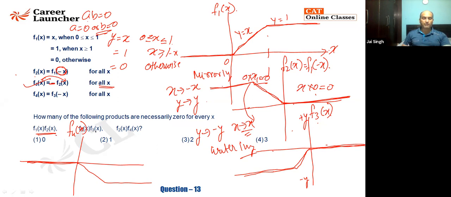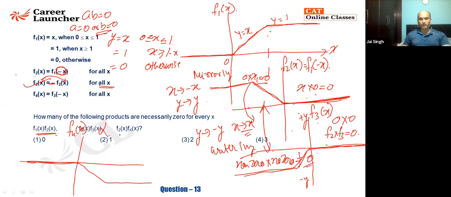The second one is F2 into F3. This is F2, this is F3. For positive values, this is 0, and this is also 0 in F2 into F3. Both of them are 0 for the positive values, so the product is 0. For negative values, non-zero into non-zero cannot be equal to 0. So I will say no, this will not be 0 for every value of x.